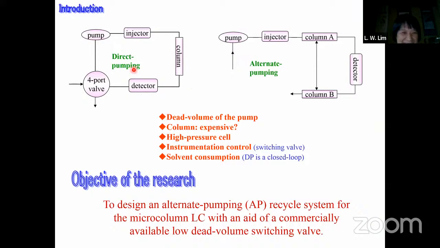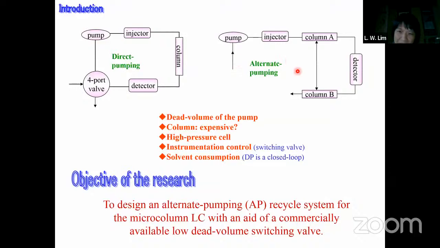Sorry. So direct pumping system means after the detector, we put a valve here. So whatever is here, after the detector, we will pump back to the system. And then another type we call the alternate pumping. Alternate pumping means that after the detector, we direct it to another column. We don't go through the pump.